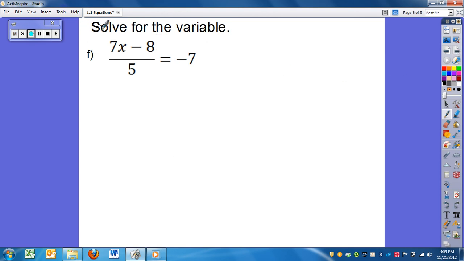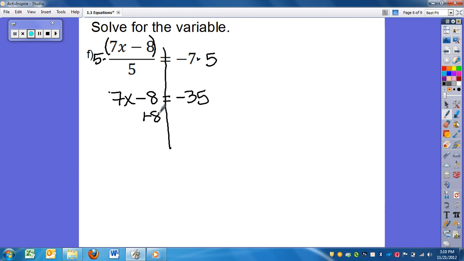On F, we have (7x - 8) all over 5. This is one that generally gives students trouble because they're not quite sure what to do first. The 7x - 8, both of them will be divided by 5. So the 5 is the one that actually needs to move first. I'm going to multiply both sides by 5 since we're dividing by 5. Then I'm left with the numerator, 7x - 8 = -35. Move my 8 by adding 8.